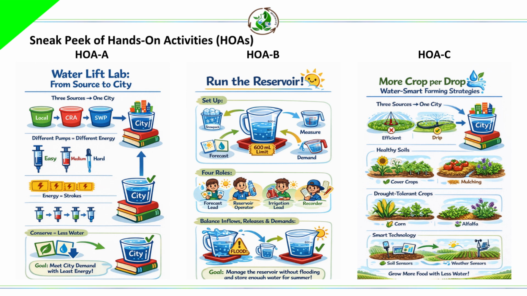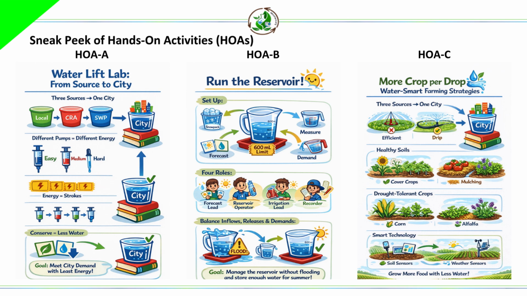Coming up, you'll get a chance to engage in 3 hands-on activities that cover the various concepts covered in this module. First, Water Lift Lab, from source to city, where you literally pump water from different sources into a city cup and track how distance and elevation drive energy cost, plus how conservation reduces both water use and energy tickets. Second, Run the Reservoir, where your team manages a reservoir through winter, spring, and summer, meeting urban and farm demand while avoiding floods and shortfalls as climate scenarios like early snowmelt and atmospheric rivers change the rules mid-game.